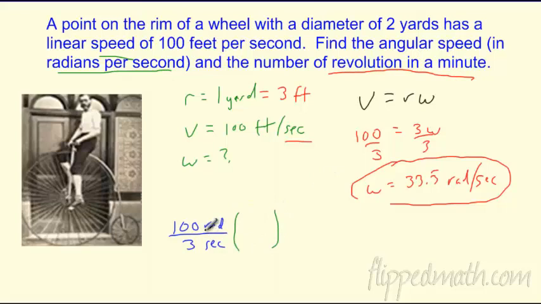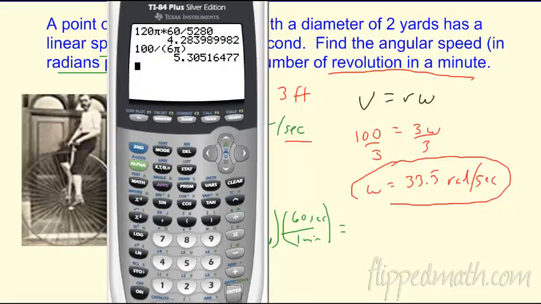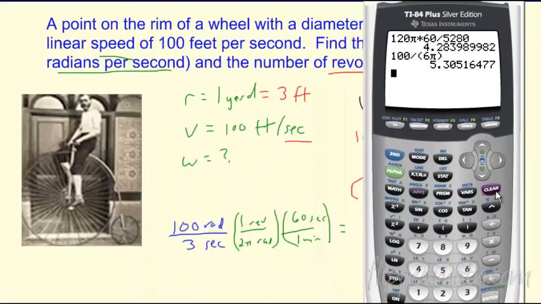Let's go to revolutions. I got radians here. I want revolutions. What do I got to do? I got to say 2 pi radians, that's a circle, is 1 revolution. And then I got to convert my seconds. 60 seconds is 1 minute. So now I'm just doing a little conversion here. I want to multiply this out so I can see what's going on here. Let me clear that bad boy out.